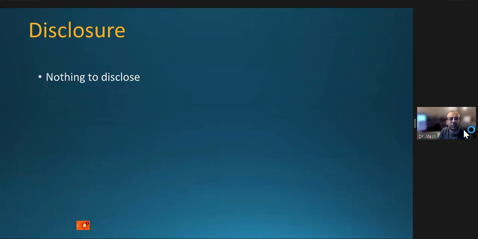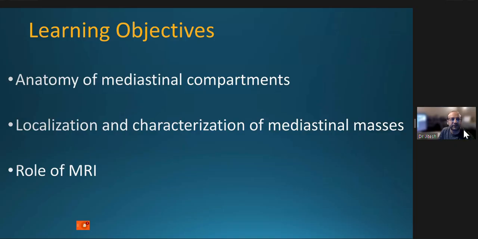I have nothing to disclose regarding this talk. So learning objectives are very simple. We will be talking about anatomy of the mediastinal compartments, and then we will see how to approach these masses. And in between, we will discuss the role of MRI in some complicated cases, and we'll see how MR can help us.